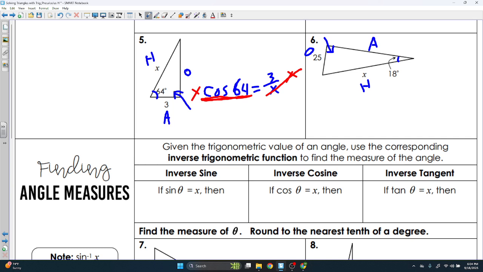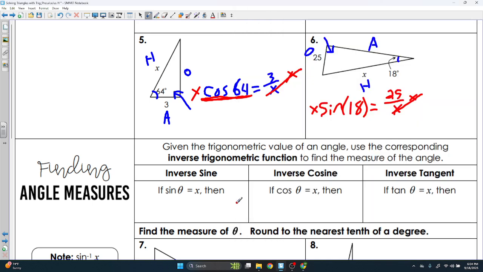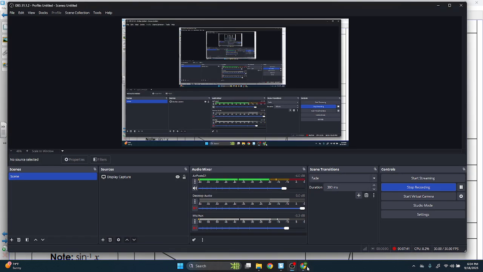Okay, so opposite and hypotenuse. So sine of 18 degrees, make sure you're in degrees mode, is opposite over hypotenuse. So we'll multiply by x, and we'll get whatever sine of 18 is. Let's just do it. So sine of 18, 0.309. So 0.309x equals 25.